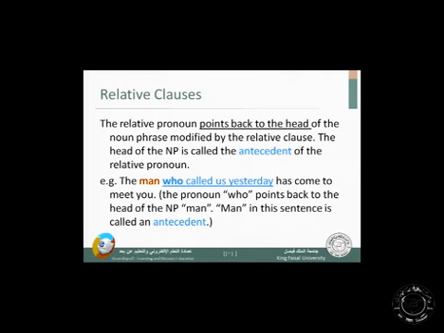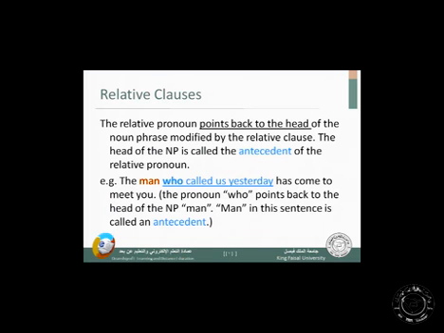Okay, so the relative pronoun points back to the head of the noun phrase modified by the relative clause. The head of the NP is called the antecedent of the relative pronoun. So let's take an example about this. The man who called us yesterday has come to meet you. So here we have the relative clause, who called us yesterday. The noun phrase, the man, has a head, which is man. So man is the head of the noun phrase, the man.